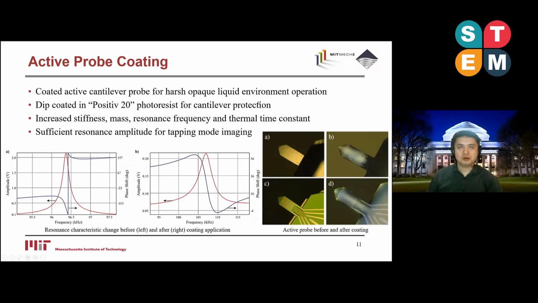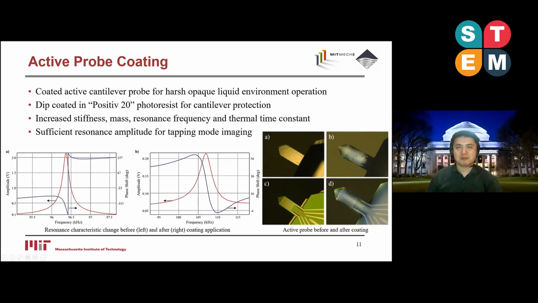So to enable imaging in harsh opaque liquid, we resolved the principal issue of optical transparency, but we now have active elements on the cantilever. They need to be protected by coating material. The properties of the cantilever should not be changed significantly so that the imaging capability can be maintained. With the delicate nature of these nano-fabricated cantilevers, we tried various materials and found that dip coating using something called the positive 20 photoresist offers a good balance between probe protection and imaging performance.